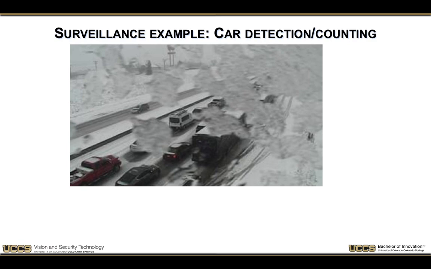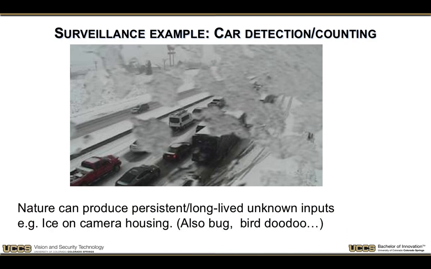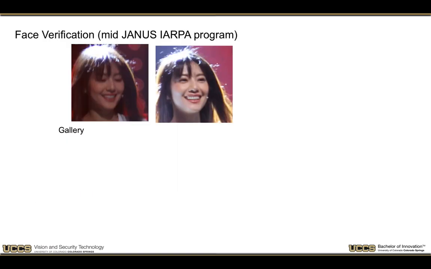Nature is its own adversarial example. Can you count how many cars are in this scene? This is from an example one of my student companies is doing. There's ice on the camera. You really can't tell, but you instantly know you don't know how many cars there are. Right? And nature will put out bugs, birds, all kinds of stuff.